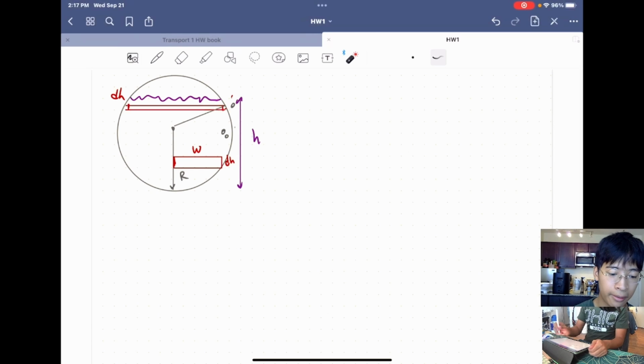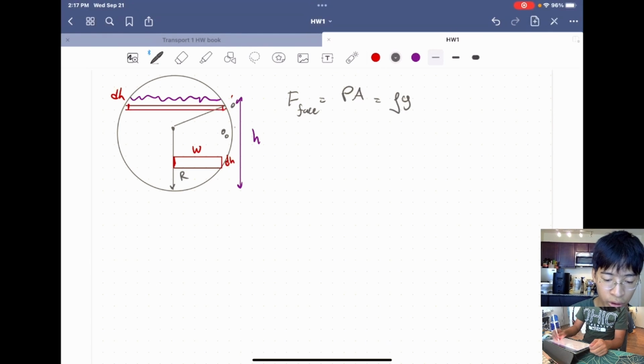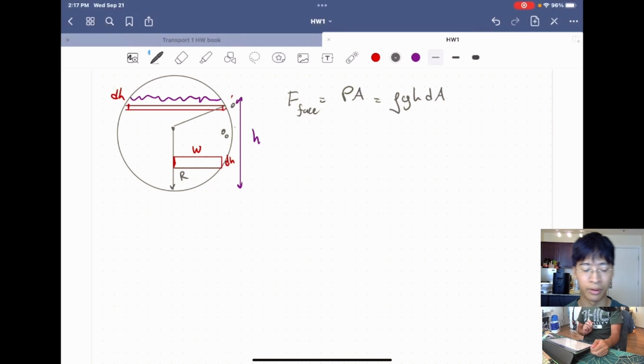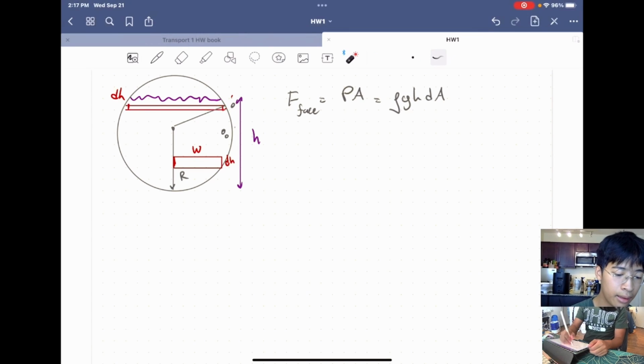So let's get on with that. Again, the force on the face will be equal to pressure times area, where pressure is rho g h, and dA is the differential area. For the differential area, you will notice that in order for this to work, we'll have to split this into 2. So remember, don't let me forget, I have to multiply everything by 2 at the end.